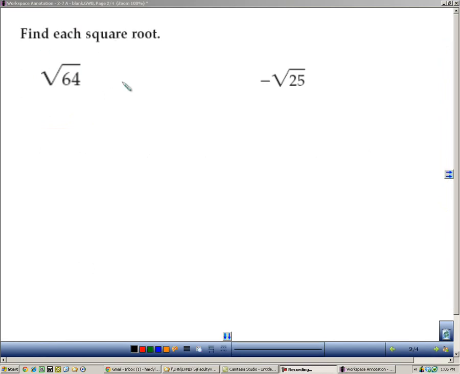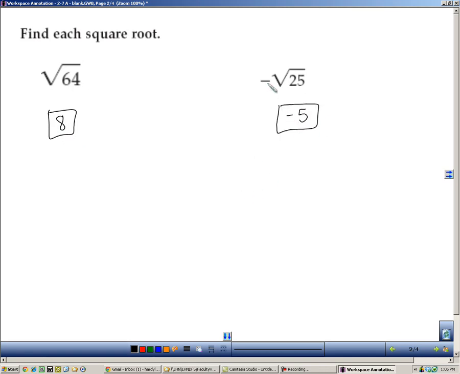Here I'm asked to find each square root. Well, the square root of 64. Remember, a square root means what value times itself will give me 64. Well, since 64 is a perfect square, I know that the square root of 64 is 8. Over here, the square root of 25 is 5, but because there's a negative in front, we end up saying the negative square root of 25 is negative 5. You take the square root first, and then you apply the negative to the answer.